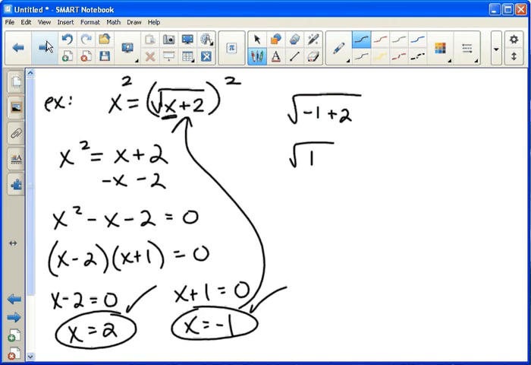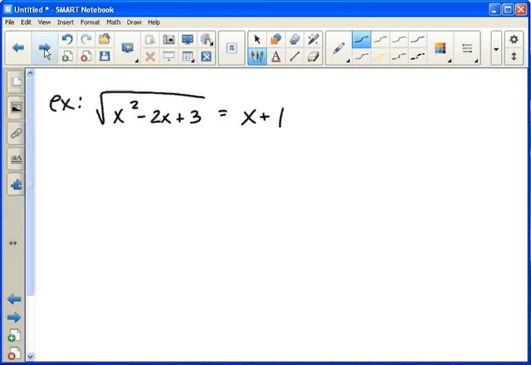Okay, so this one, again, the square root's all by itself. That's one thing you want to make sure of. The square root must be by itself as much as possible. And then we square both sides. So this side just cancels out the square root, leaves us with this.